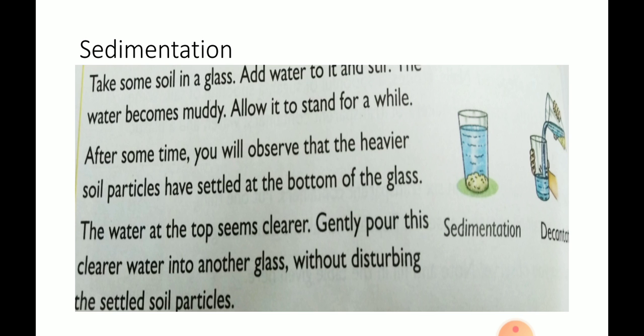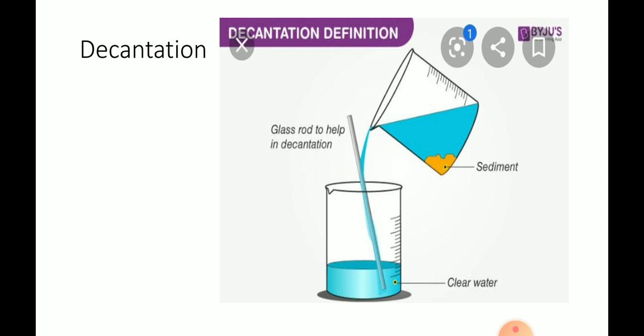That is, the process of settling down of the heavier insoluble substance at the bottom of a liquid is called sedimentation. The substance that settles down during this process is called sediment. Next, decantation. The process by which clear water at the top can be transferred to another container without disturbing the sediment is called decantation. So for that we have to do sedimentation first.